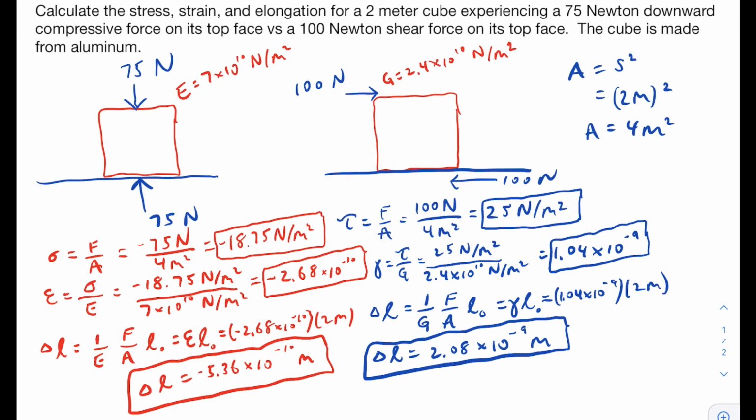Now we can see that the elongation is larger in the second scenario. I hope that this video gave you a better understanding of how you can apply the formulas for stress and strain. It's really just a matter of plugging in the correct values.